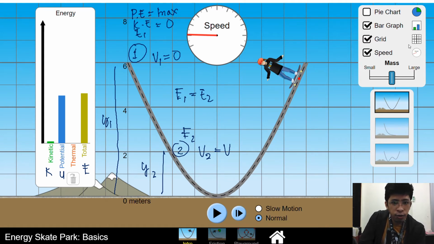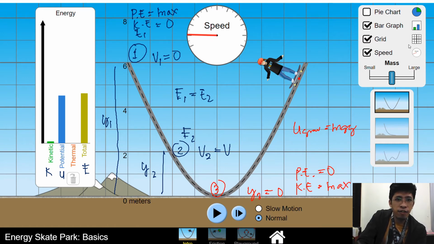If, let's say, you want to look at point 3, which is at the bottom, this time you have your y3, which is equal to 0, since this is just at the ground. At this point, your potential energy is 0 because again your potential energy is equal to mgy, and your y here is 0. So at the bottom your potential energy is 0, and your kinetic energy is at maximum.